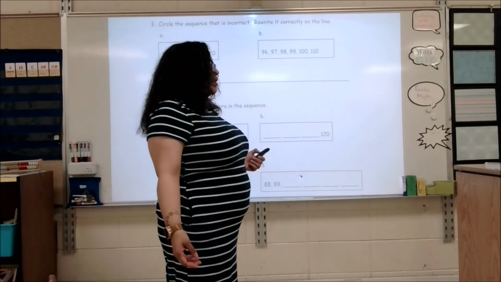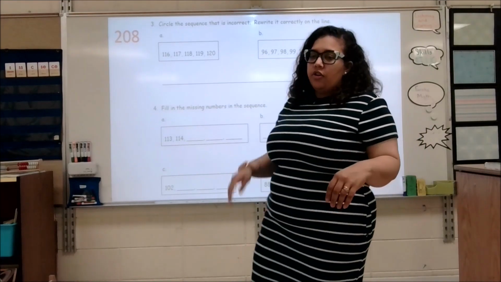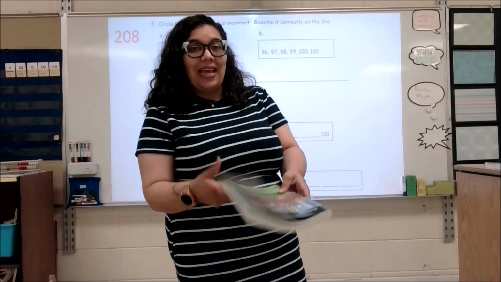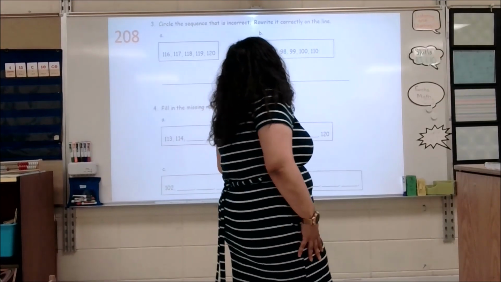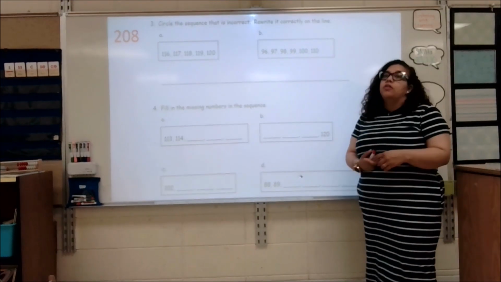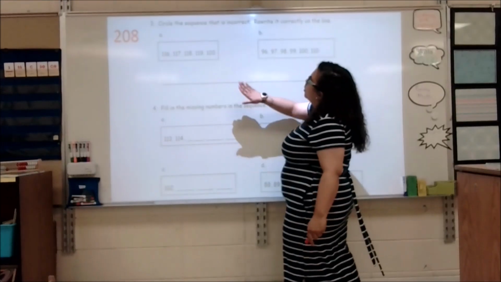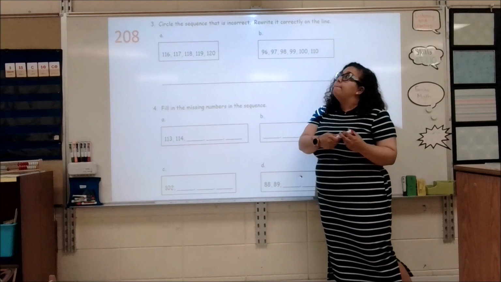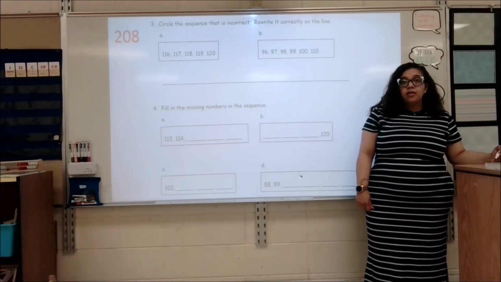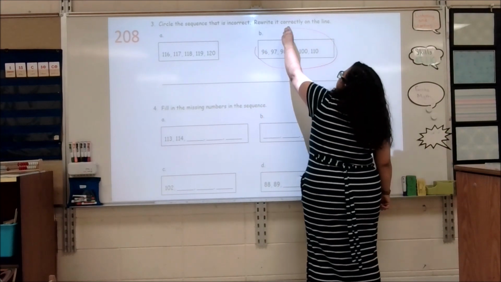All right, so let's look at a few counting problems together. We're going to be on page 208 in your Succeed book. For question number 3, it says to circle the sequence that is incorrect and write it correctly on the line. So let's look at the 2 sequences of numbers. Which one is incorrect? A or B? B is incorrect. Good job. B is all kinds of wrong.